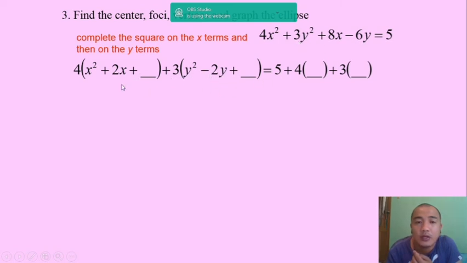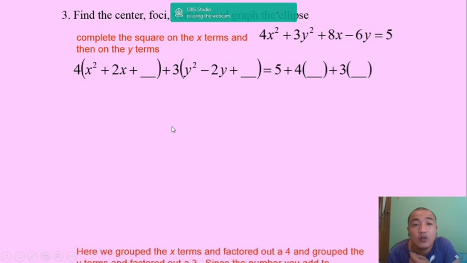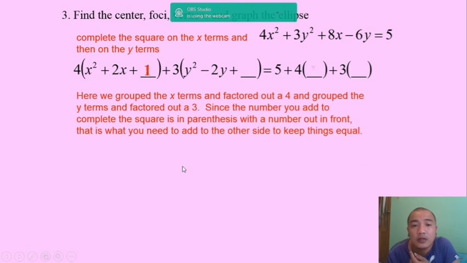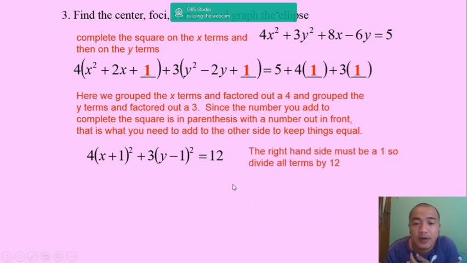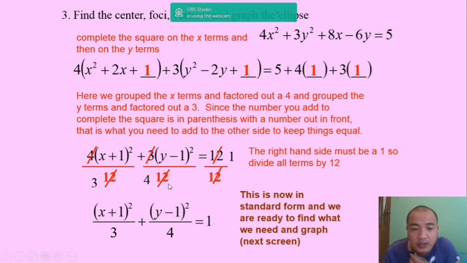What will you add here? Of course, 2 divided by 2 is 1. Square mo yung 1, 1. So you add 1. Okay? So 5 plus 4 plus 3 is 12. Then divide all terms by 12. Then this is now the equation: x plus 1 quantity squared over 3 plus y minus 1 quantity squared over 4 equals 1. It's now the standard form. And we are now ready to find what we need and graph on the next screen.